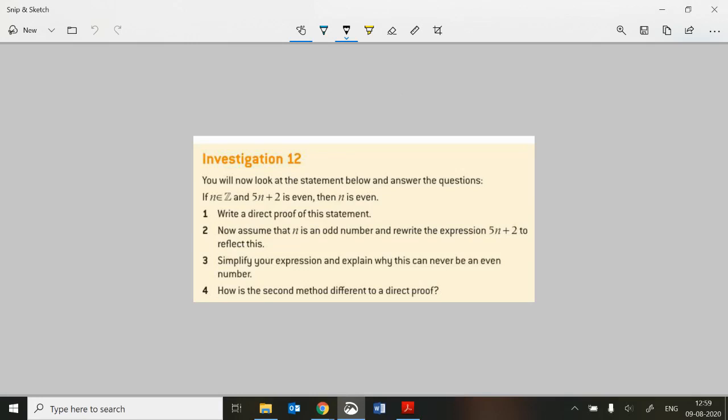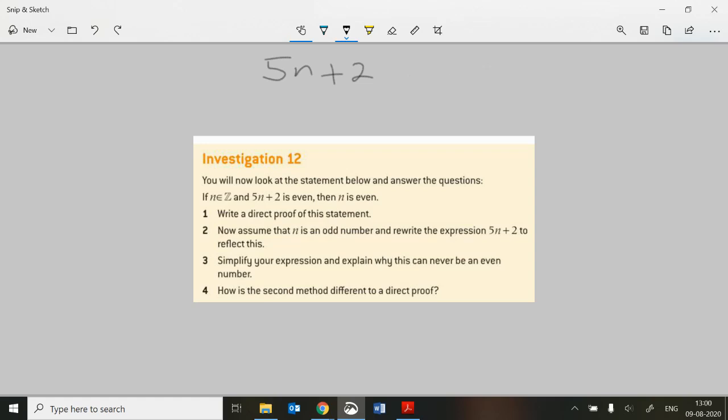And it leads you through two proofs here, a direct proof and a proof by contradiction, essentially. So the first one here says, write a direct proof of this statement. What is the statement? It says, if n is an integer, and if 5n plus 2 is even, then n is even. So we're essentially saying if 5n plus 2 is even, then that implies that n is even. Okay, so we're going to do a direct proof on this one.